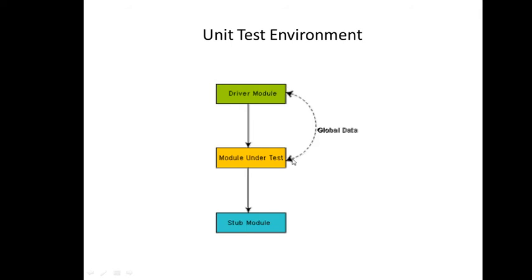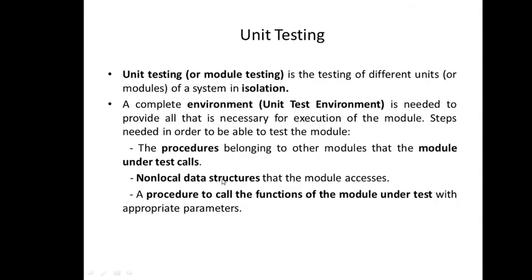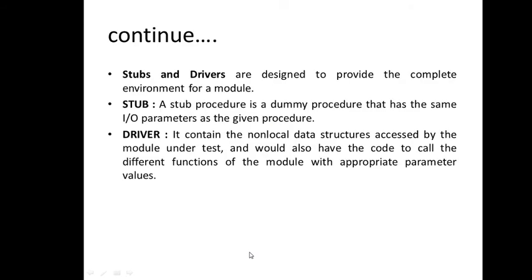Then we externally take the global data which is being shared between different modules. So a unit test environment consists of a module under test, a driver module, a stub module, and the global data. So what is represented here? We require the module under test. We require the non-local data structures that it accesses, that is the global variables simply, and we require the procedures to call the function of the module under test with appropriate parameters, right? So we need all the driver and the stub modules.